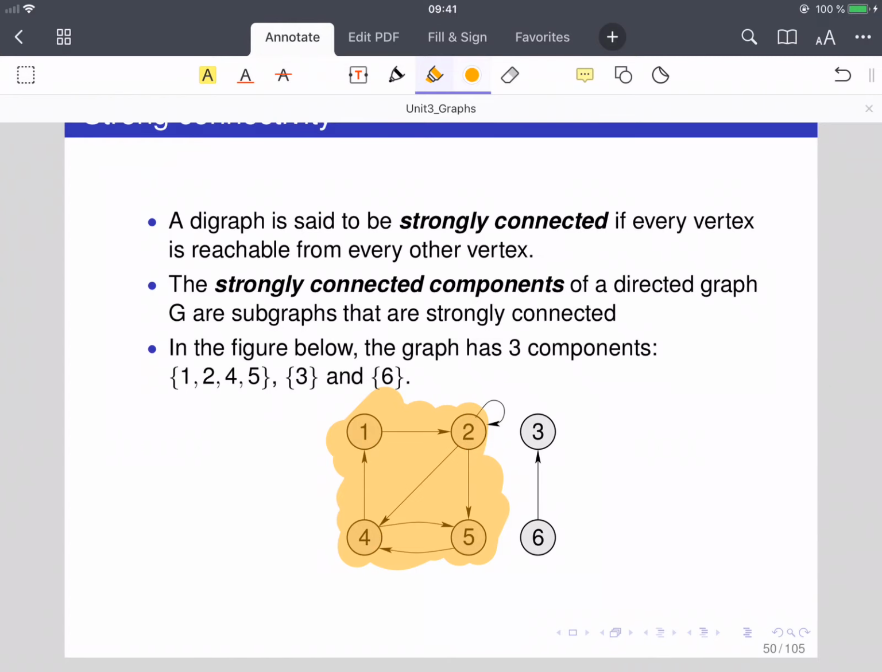I can go from 1 to 2 to 5 to 4 with a path, and I can go from 4 to 1 to 2 to 5, from 5 to 4 to 1 to 2, and from 1 to the other 3. Okay, so they are mutually reachable. If I want to go from 2 to any of the other 3, I can go with a path, and also for the other vertices.